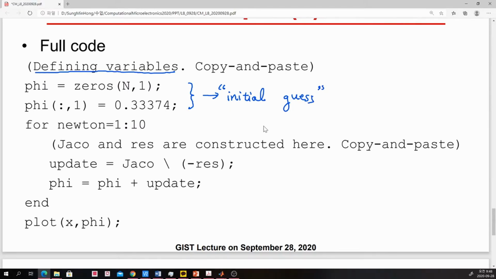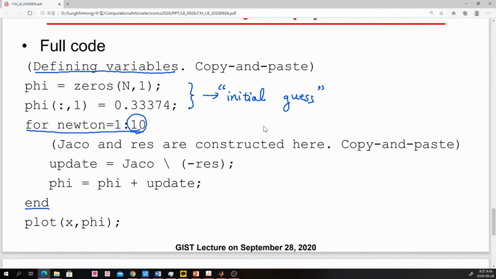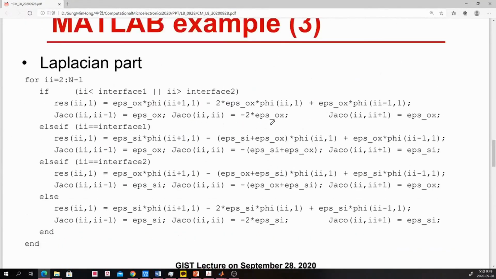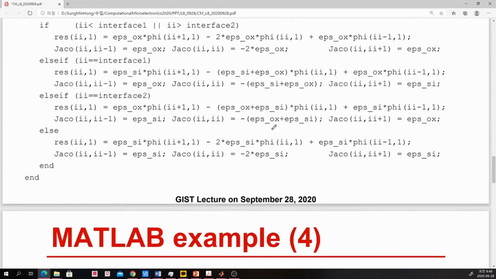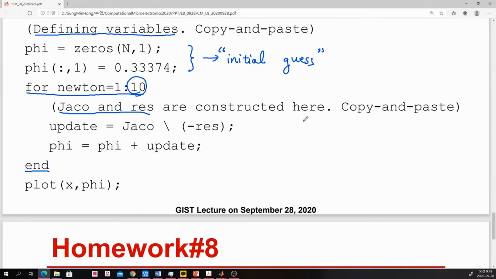After that, we run the Newton iteration just 10 times. Is 10 a magic number or not? No, this is just an arbitrary number. You can set any number, and the Jacobian and residue construction shown in the previous slide, the boundary condition, Laplacian part and charge part, should be copy and pasted here.